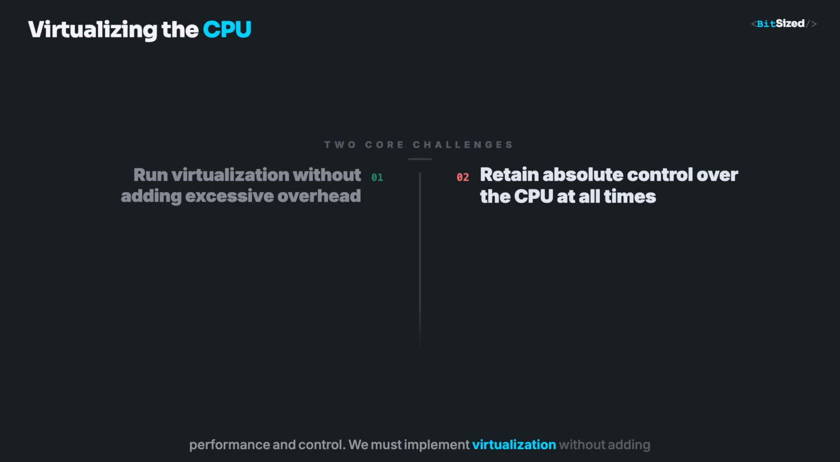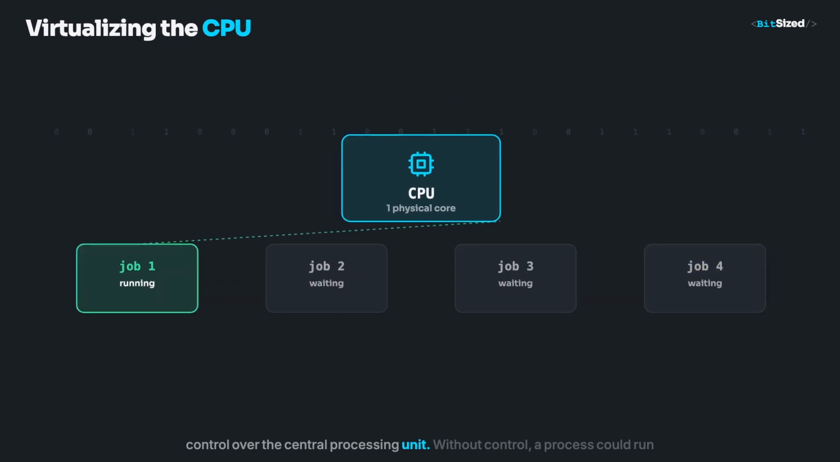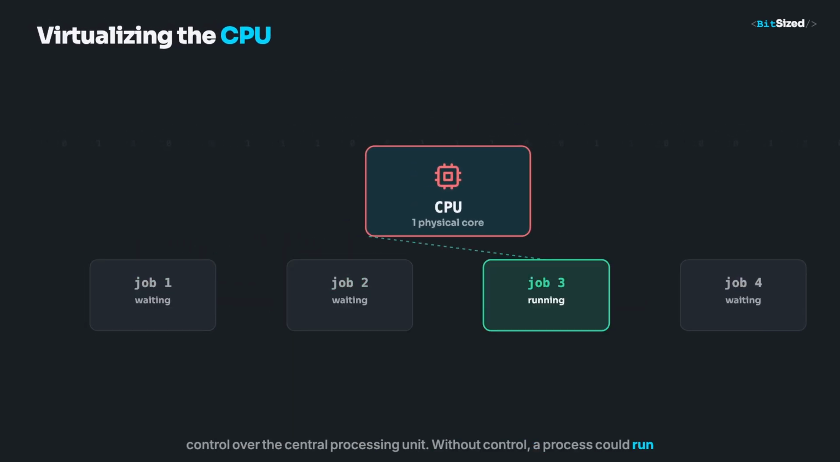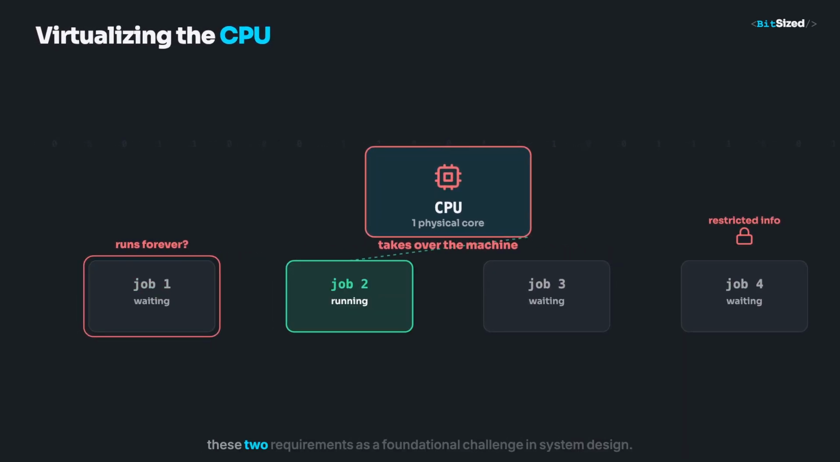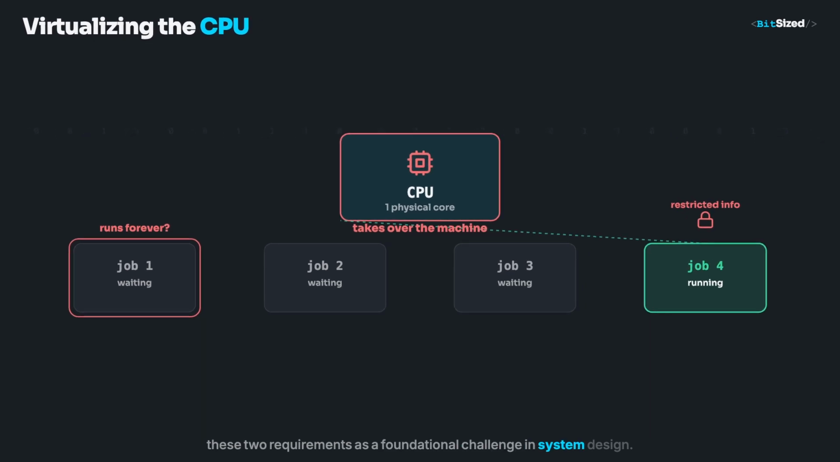We must implement virtualization without adding excessive overhead to the system, while simultaneously retaining absolute control over the central processing unit. Without control, a process could run forever, take over the machine, or access restricted information. Balancing these two requirements is a foundational challenge in system design.